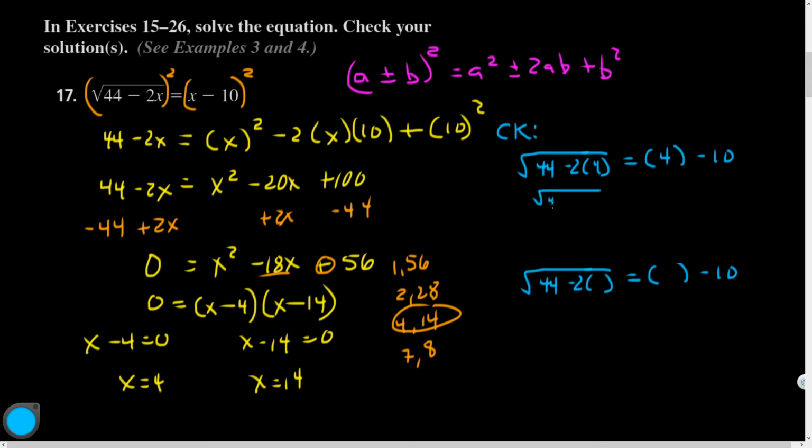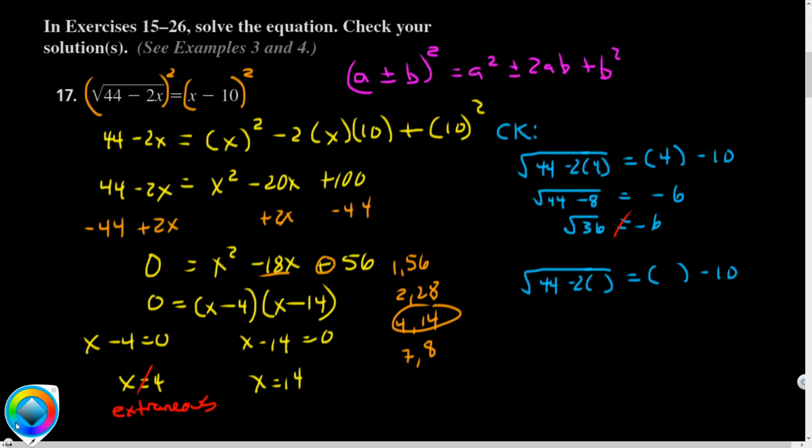Plug in 4 for both x's. Is the square root of 44 minus 8 equal to negative 6? Well, I already know this is not going to work. Is the square root of 36 equal to negative 6? That's a no-go. If this said plus or minus, right? It doesn't, though. So this is extraneous.